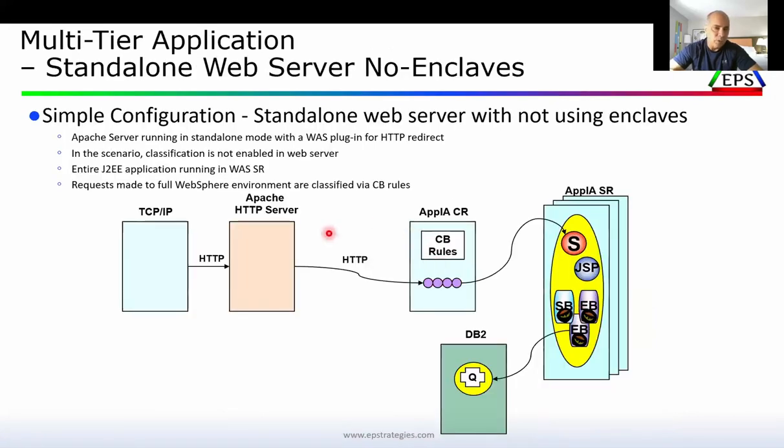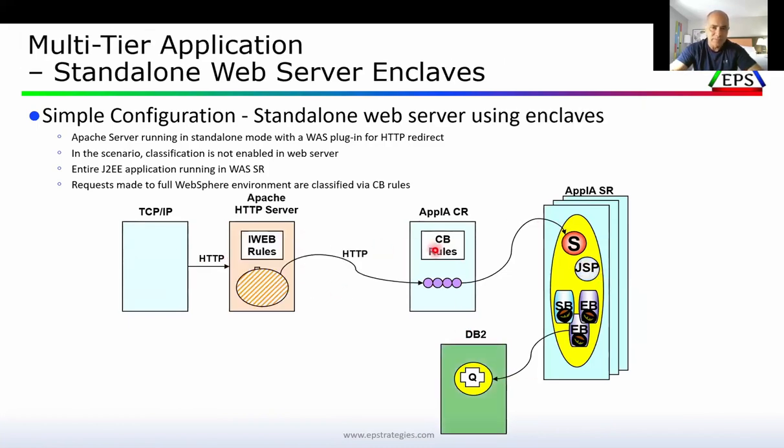But let's say now we have the web server. So here's an example of a morph transaction where it comes into TCP/IP. We know nothing about the transaction. Here we go to the web server. We know nothing about the transaction because enclaves are turned off. It gets classified according to the CB rules. So one transaction comes in, and all we know about is this portion of the transaction.